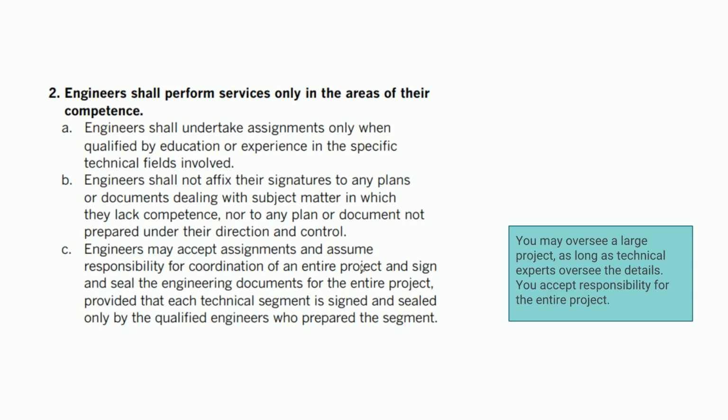engineers may accept assignments and assume responsibility for coordination of an entire project and sign and seal engineering documents for the entire project, provided that each technical segment is signed and sealed only by the qualified engineers who prepared that segment. So the lead engineer doesn't have to be the expert for all the technical segments, as long as there is a technical expert for each of those segments who can sign off and be responsible for those segments. Then the lead engineer can sign off on the entire project. So it's the lead engineer's responsibility to make sure that someone who can legitimately be responsible for those segments is in a position to sign off on them.